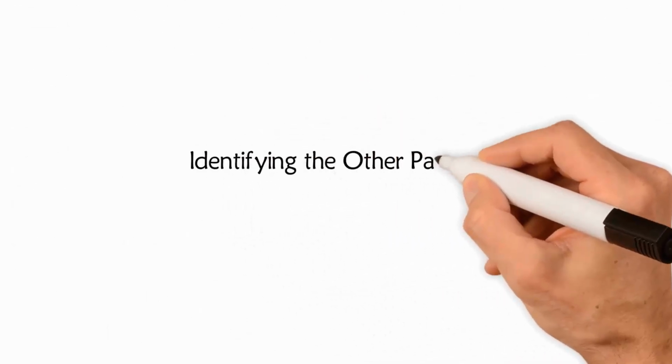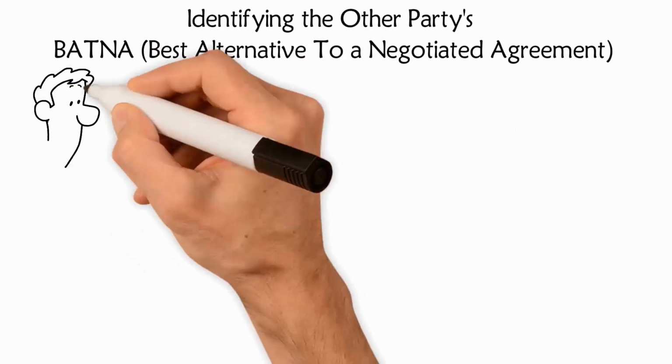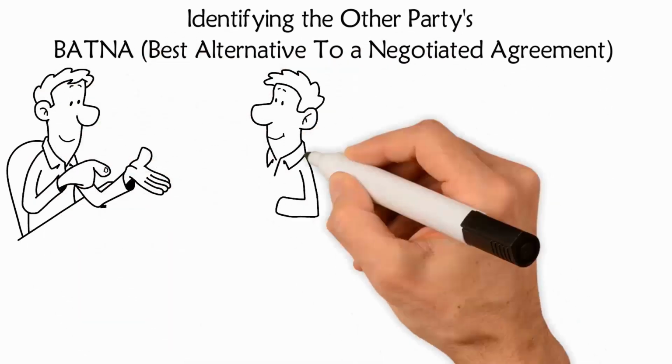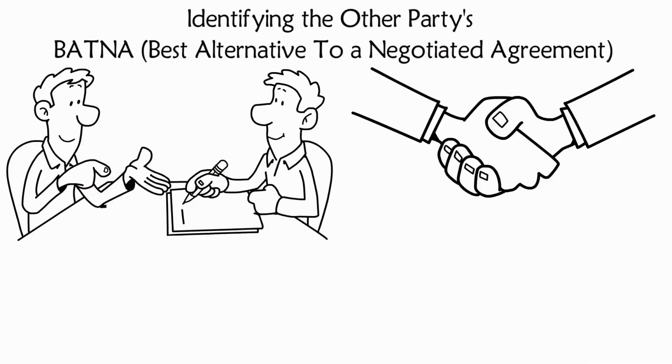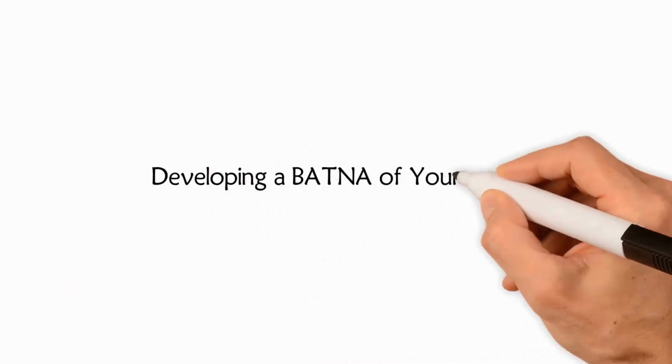Identifying the other party's BATNA, best alternative to a negotiated agreement. This includes understanding the other party's best alternative option if the negotiation falls through, and how it will affect the negotiation process. Developing a BATNA of your own.